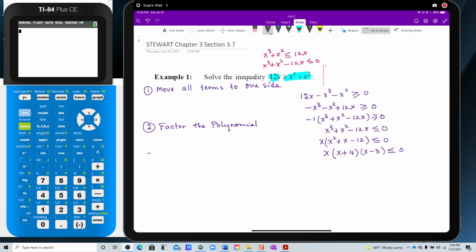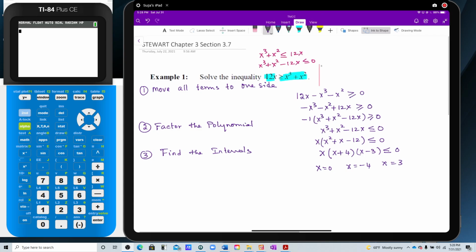And step number 3 says find the intervals. So what that means is make a table. Like say for example here I can say for this quantity it should be true, either x should be equal to 0 or x equals negative 4 or x is equal to 3. So these are the points where I have to find the intervals, which means I can say from negative infinity to negative 4, from negative 4 to 0, from 0 to 3 and 3 to infinity. That's what they mean by finding the intervals. These zeros are called the x-intercepts.